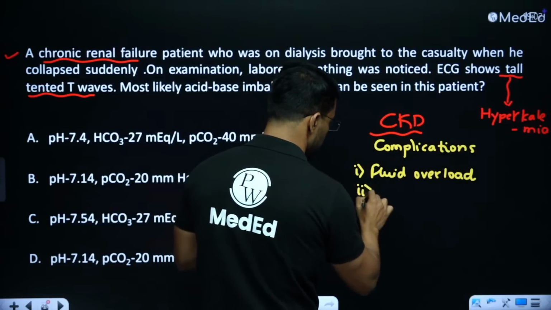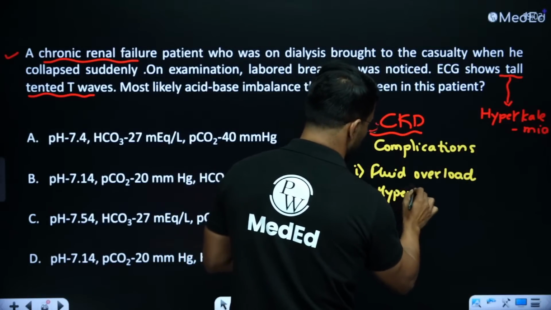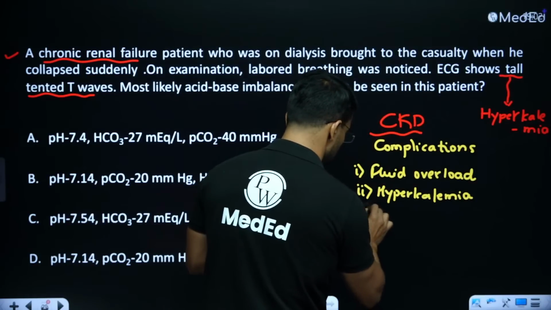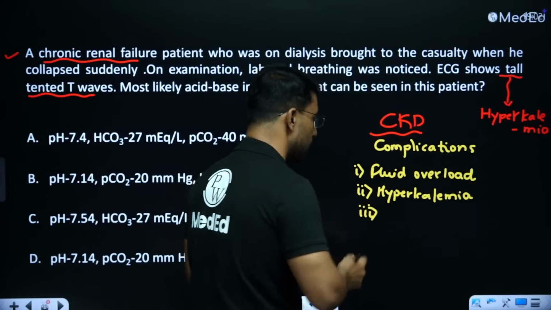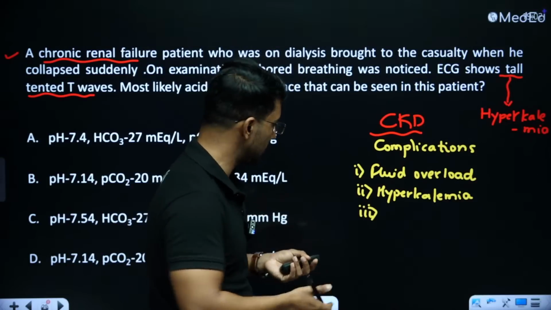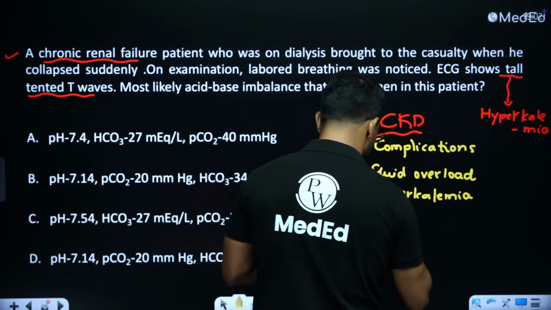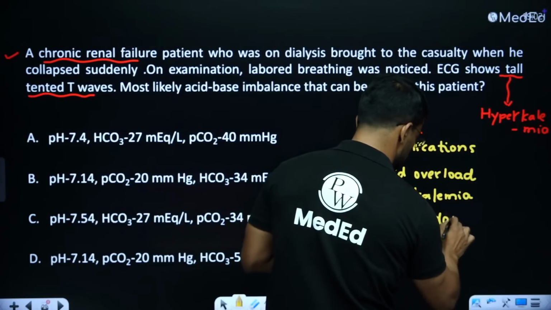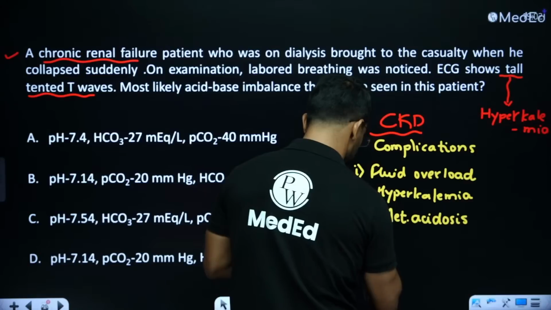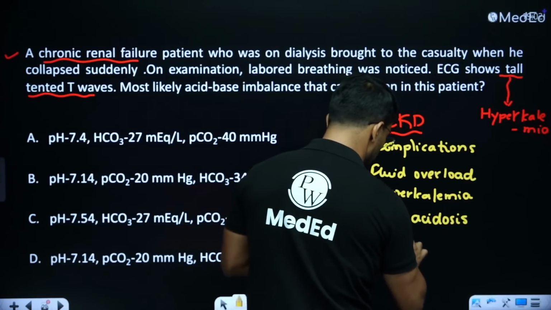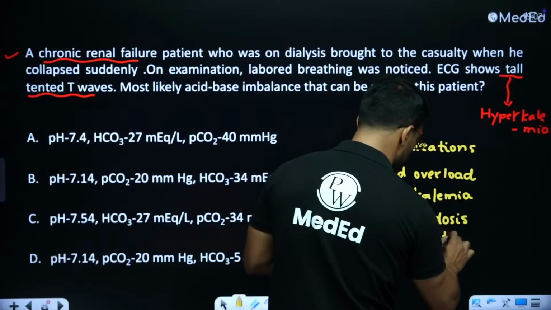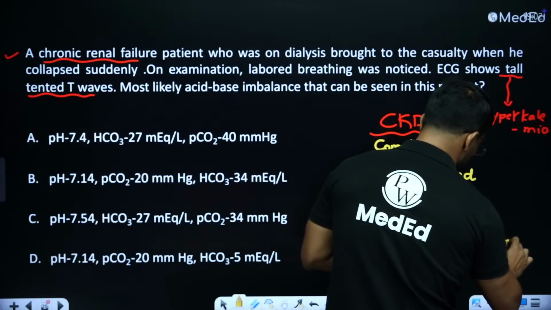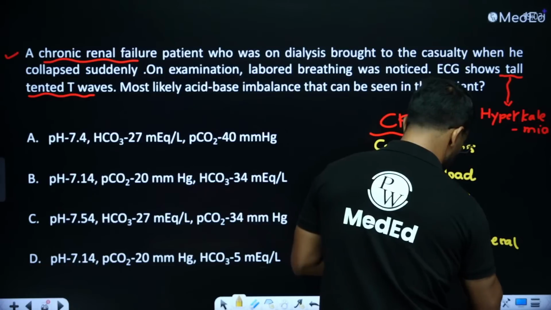Second, hyperkalemia is one of the life-threatening complications of CKD. Third, kidneys are important organs regulating the acid-base balance, so renal dysfunction can result in metabolic acidosis. Fourth, CKD related mineral bone disease. It causes hyperparathyroidism.